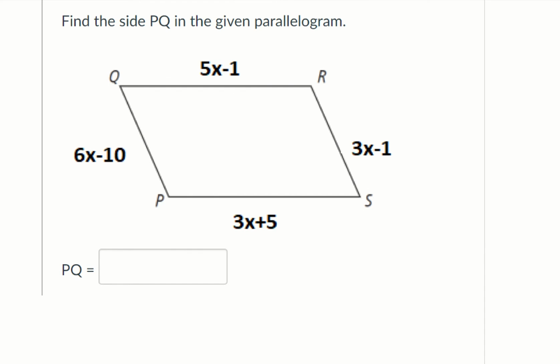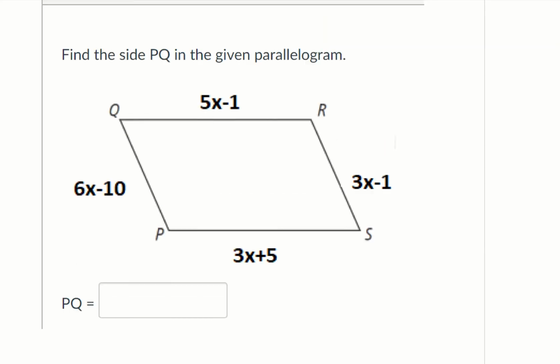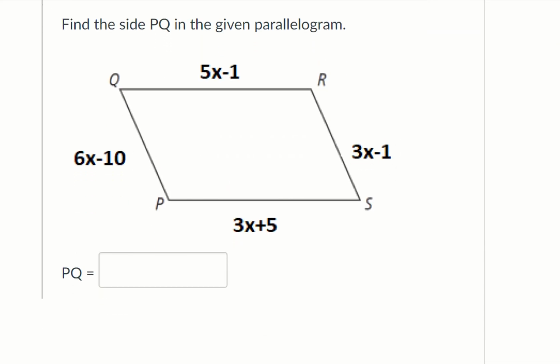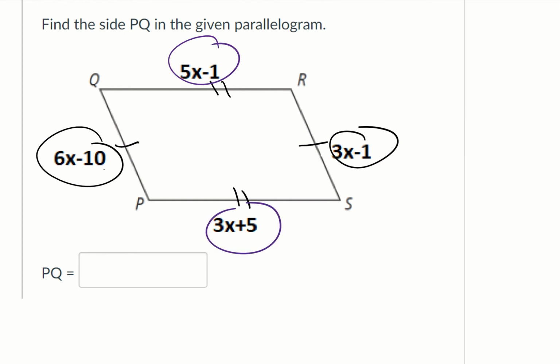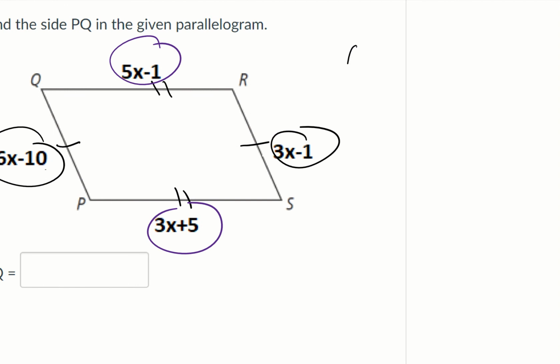All right, so we got another parallelogram. It says find the side PQ in the given parallelogram. And we do know that since it is a parallelogram, these opposite sides have to be congruent. So let's choose one of these pairs of opposite sides. So I will choose this pair. You can use either this pair or this pair, but no other combinations. Okay, so I'm going to use the black pair here and solve.